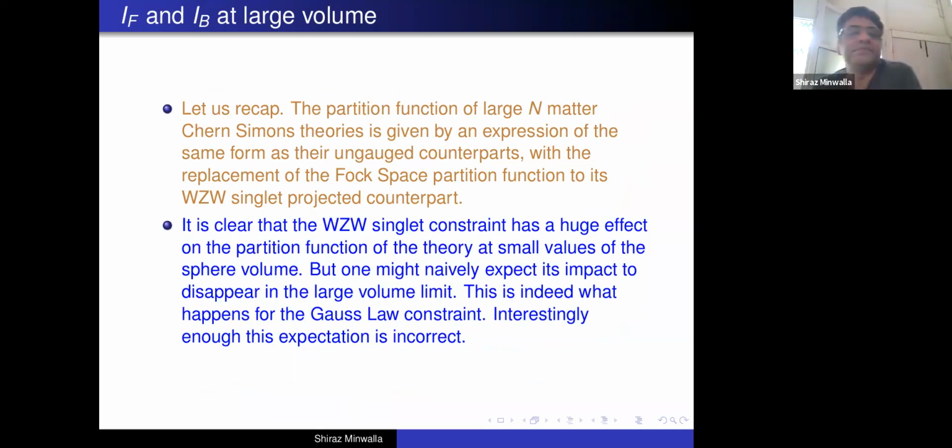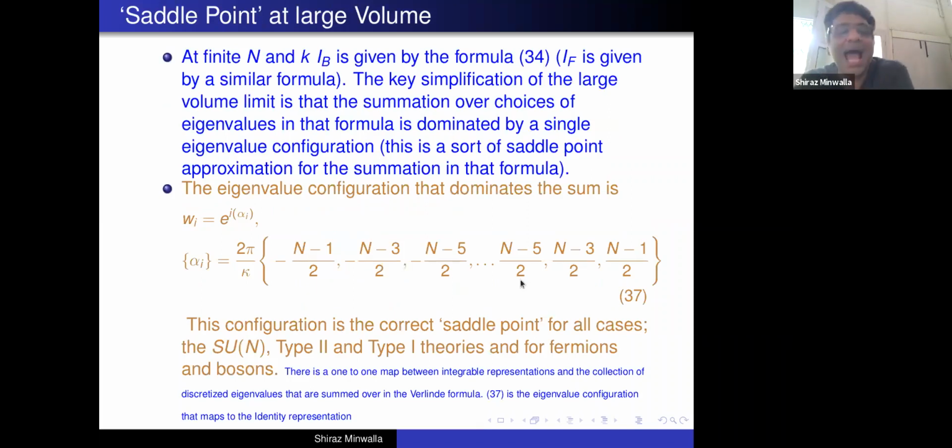Okay, so to recap, the partition function of large N matter Chern-Simons theories is given by an expression of the same form as the ungauged counterparts, the partition function times something, except that the role that was played by the simple partition function over Fock space in the ungauged theory is replaced by the partition function over Fock space truncated to the Wess-Zumino-Witten singlet sector in the gauge theory.